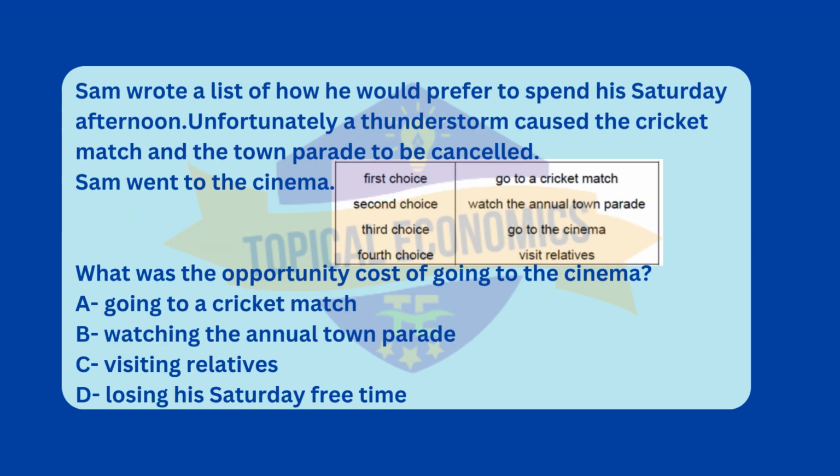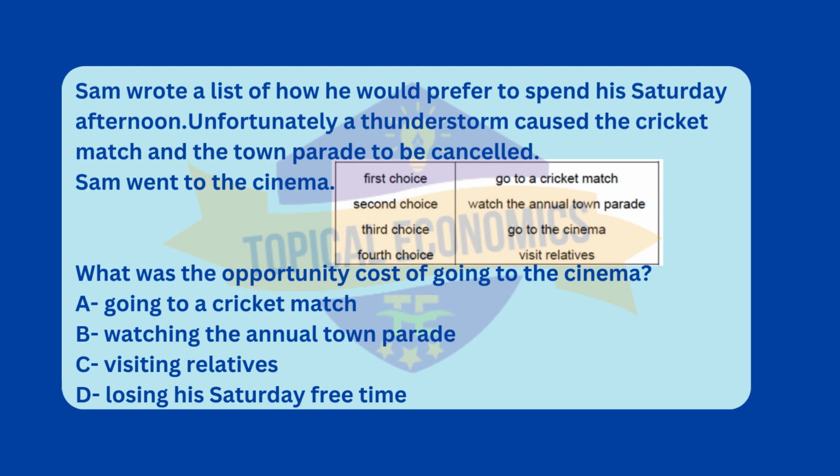Moving to the 10th question. Sam wrote a list of how he would prefer to spend his Saturday afternoon. Unfortunately, a thunderstorm caused the cricket match and the town parade to be cancelled. Sam went to the cinema. What was the opportunity cost of going to the cinema? A. Going to a cricket match. B. Watching the annual town parade. C. Visiting relatives. D. Losing his Saturday free time. This question is from year 2019 October, November version 1 paper. The correct answer for this question is option C.